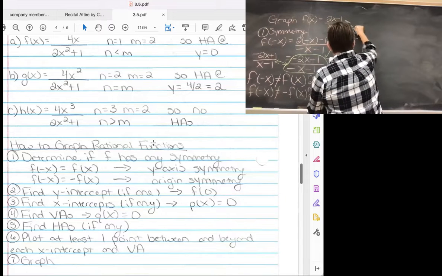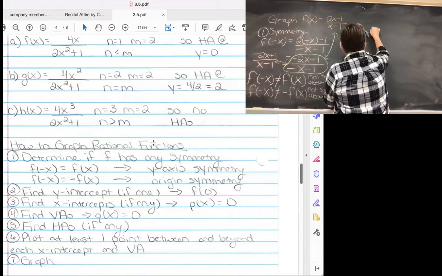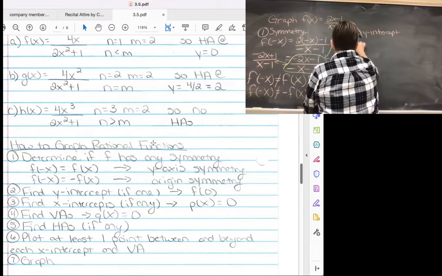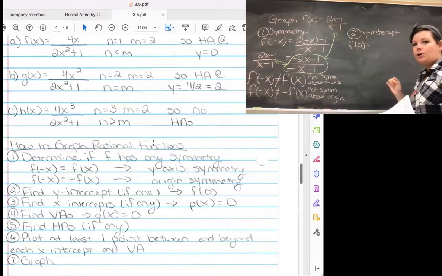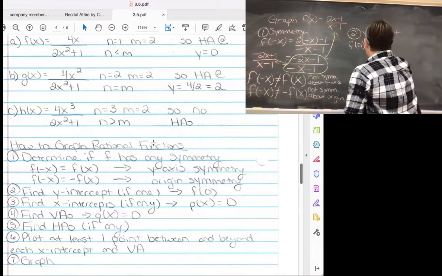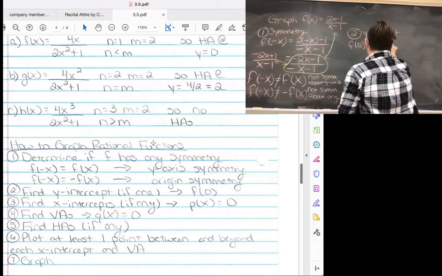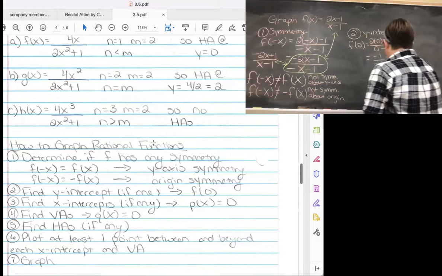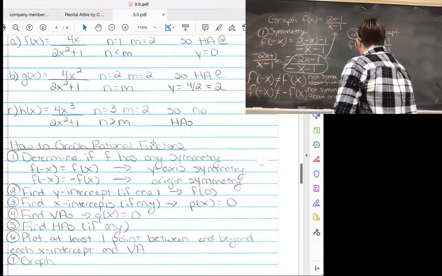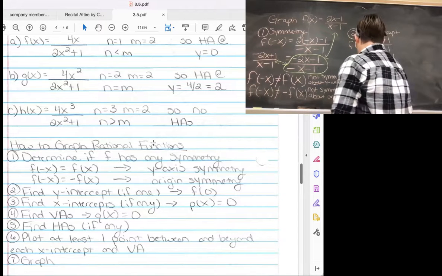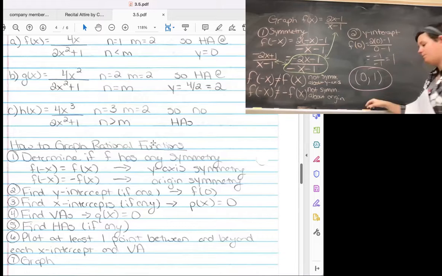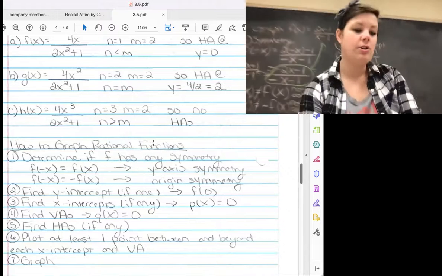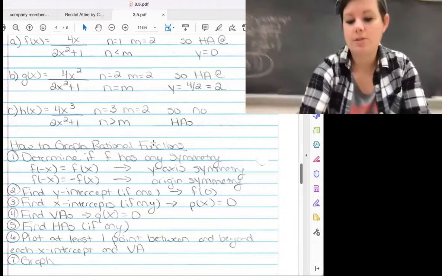So step 2, we are going to find the y-intercept, and we do that by finding f of 0. That's where we plug in 0 for all of our x's. So we have 2 times 0 minus 1 over 0 minus 1, which equals negative 1 over negative 1, which equals 1. So we have a y-intercept at 0, positive 1. So we found that we're not symmetric. We found our y-intercept.